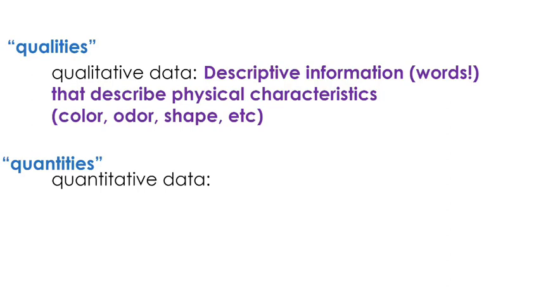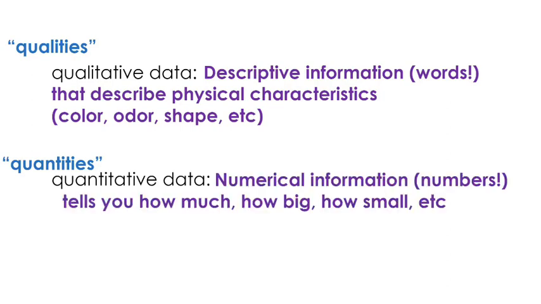Because then, of course, quantities is all about amounts. Quantitative data is going to give us numerical information that tells us how much of something we have, how big it is, how small it is, and not just saying it's small, saying it's 2 centimeters long. That is a quantity. That gives us a number that tells us about that substance or whatever that data is observing. So we'll come back to those ideas a little bit in a minute.